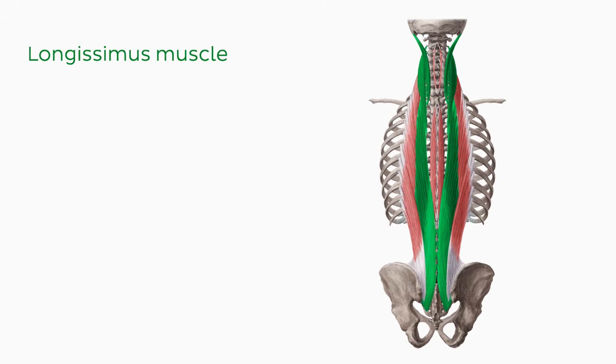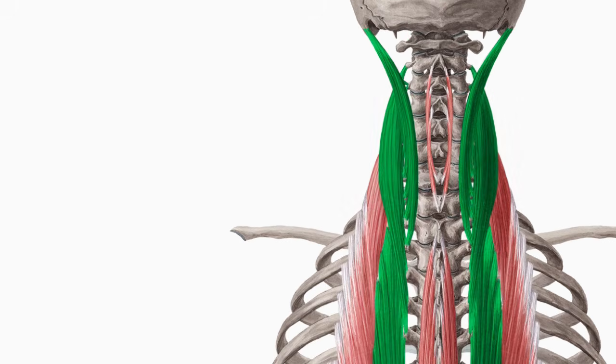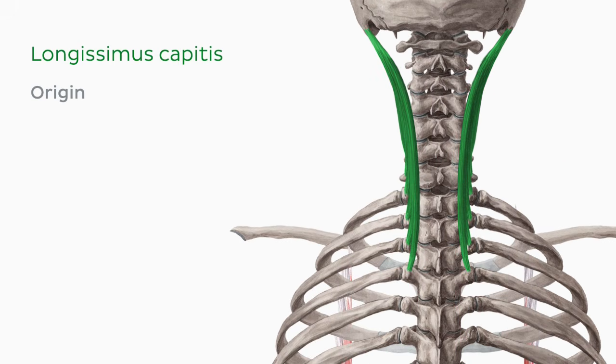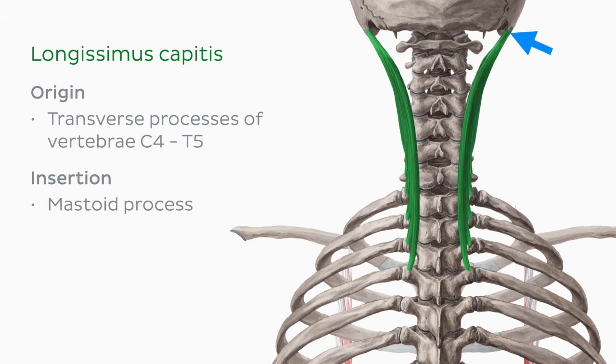The next muscle in the erector spinae is the longissimus muscle. The longissimus muscle is situated medial to the iliocostalis muscle. Like the iliocostalis, the longissimus muscle has 3 parts. The most superior part of the muscle, the longissimus capitis, has its origins on the transverse processes of the 4th cervical vertebra to the 5th thoracic vertebra. It inserts superiorly on the mastoid process of the temporal bone.